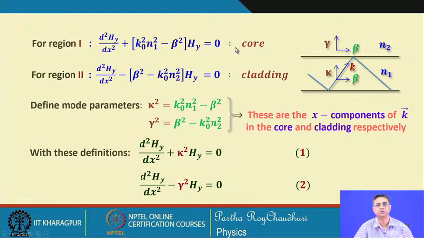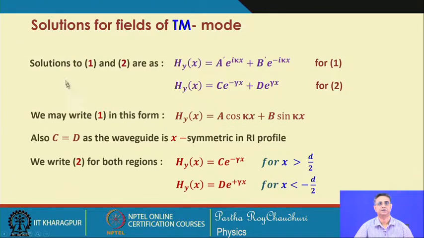Then we have to solve this equation in the two regions, that is region 1, the core region, and the cladding region. Proceeding in the same way, defining the mode parameters kappa and gamma, we can rewrite these two equations. But this time the equations are satisfied by Hy, which will have different boundary conditions. The solutions to 1 and 2 are this, which is again the same as we have seen in the case of TE modes. So, again in the same way we can write Hy in terms of sine and cosine functions. C and D are also the same.